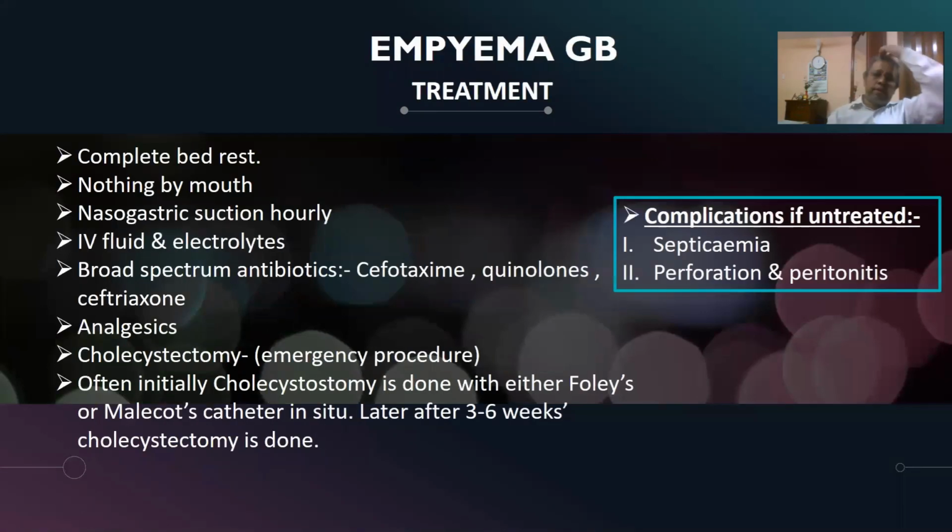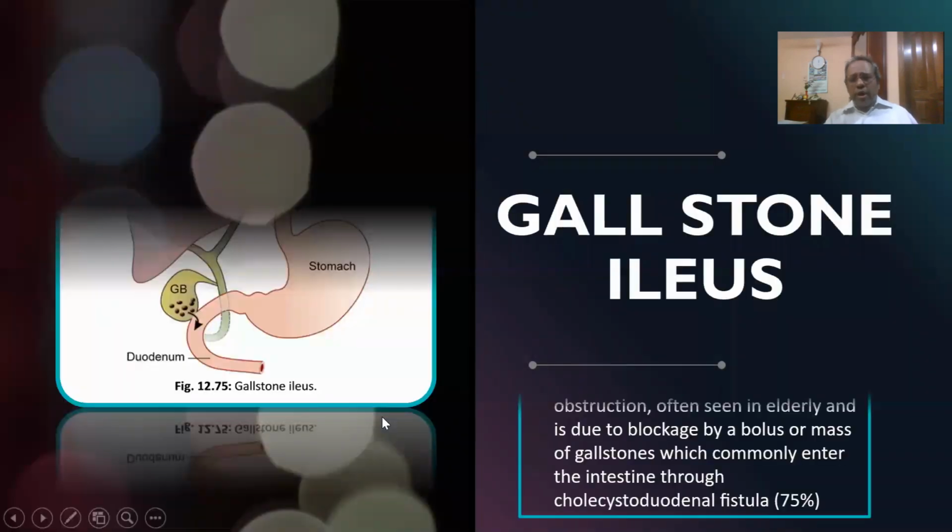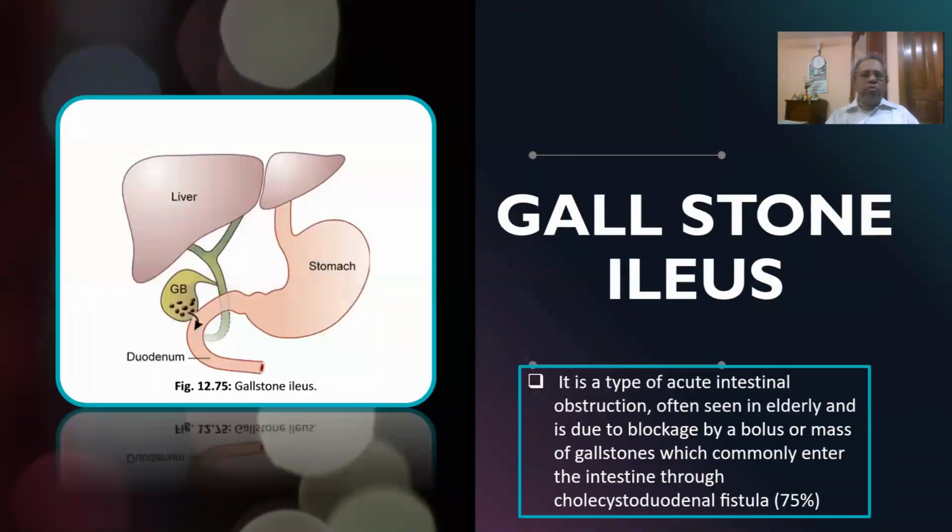So the treatment is complete bed rest, nil by mouth with a nasogastric tube, IV fluids, broad-spectrum antibiotics, analgesics, and cholecystectomy. If cholecystectomy is not possible because there is dense adhesion, in that case you just go for cholecystostomy. Just drain the gallbladder with a Foley catheter, and after the infection subsides, subsequently you can go for cholecystectomy after 3 to 6 weeks.